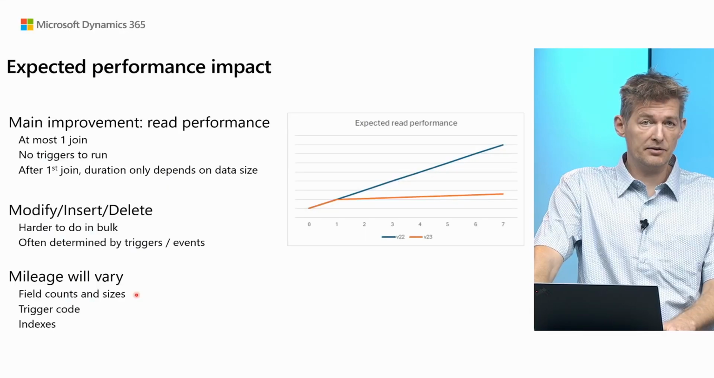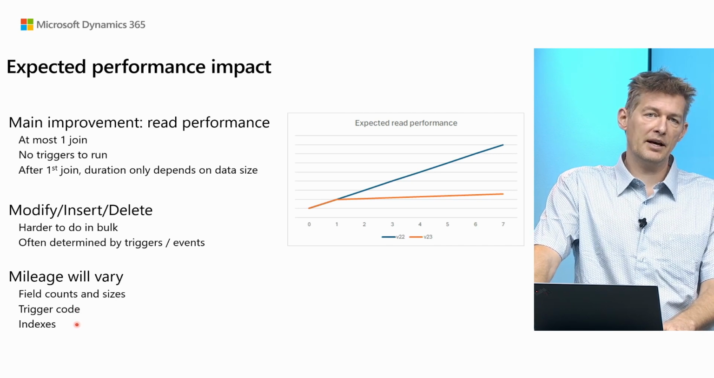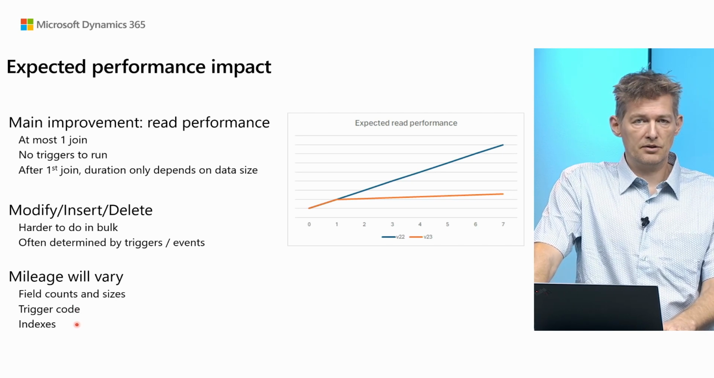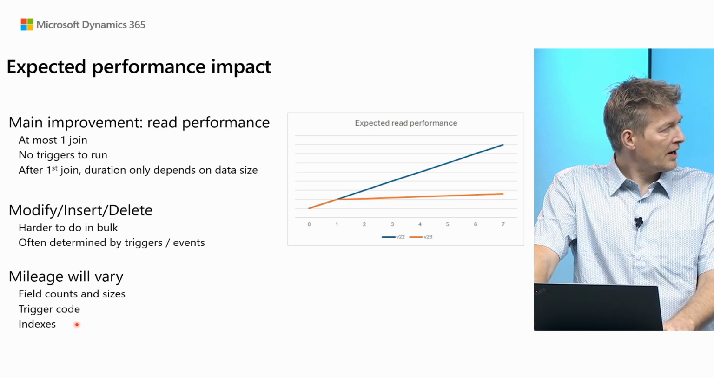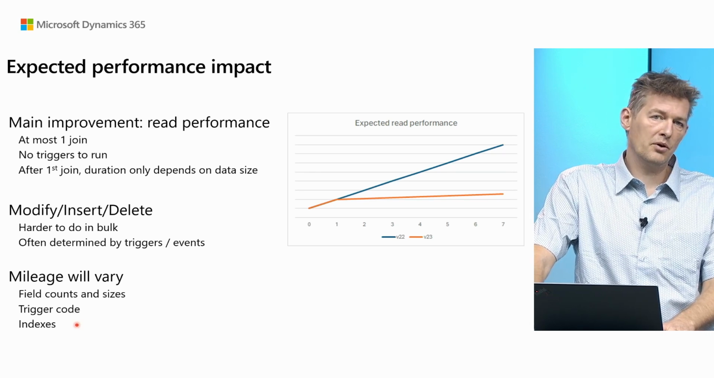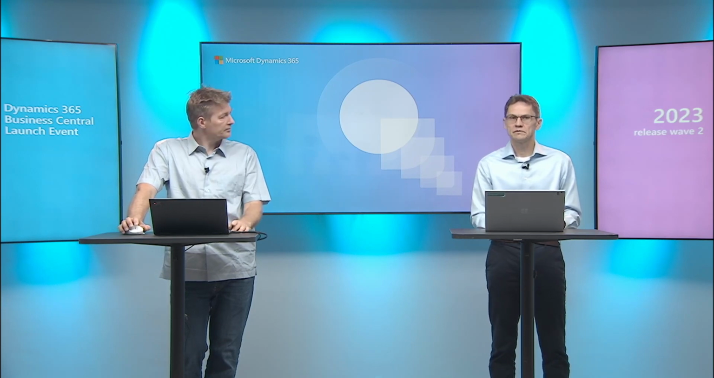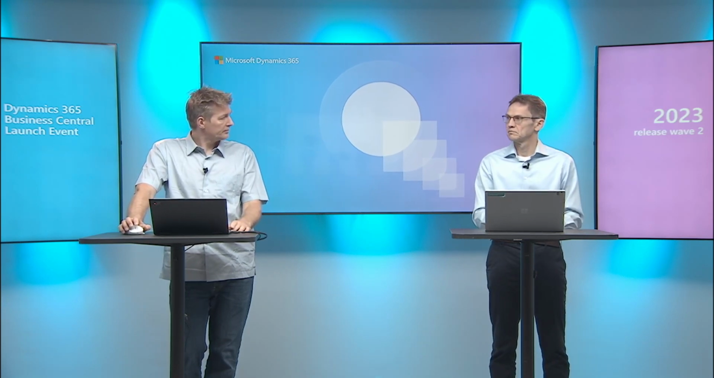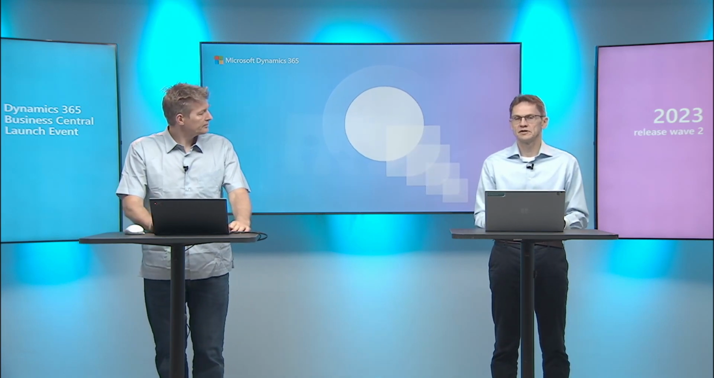You can have different numbers of fields, different sizes of fields, triggers. You might have different triggers running. You might have tons of indexes, a few indexes. So whether you would get twice or 5x or 10x is really up to how your code is organized and the data you have. And also remember that if there is only one extension, you won't see a difference. It doesn't really matter until there are multiple extensions in play.